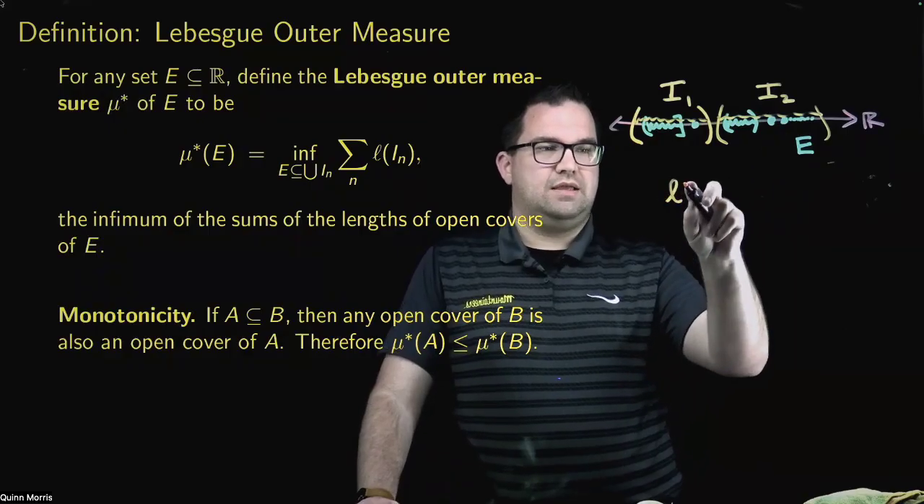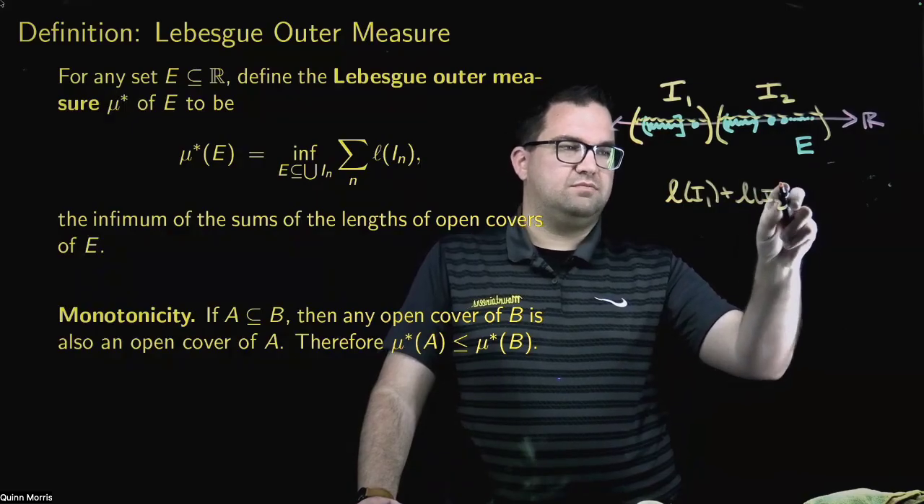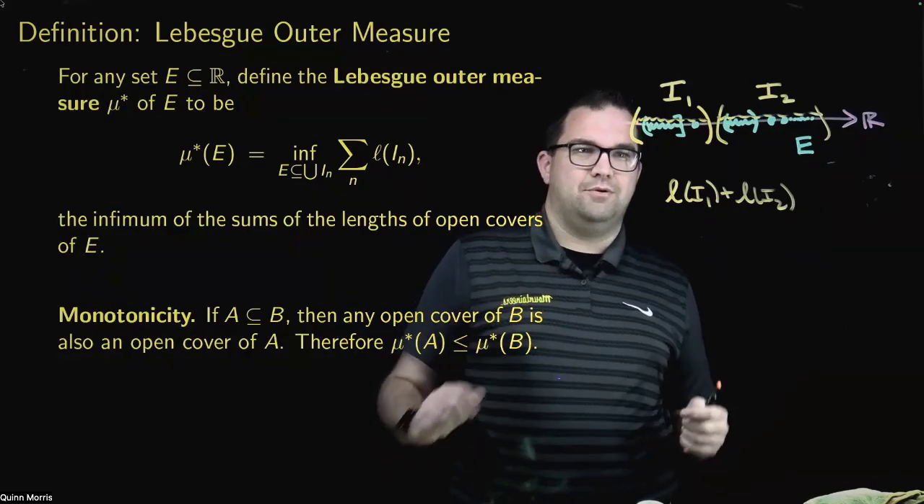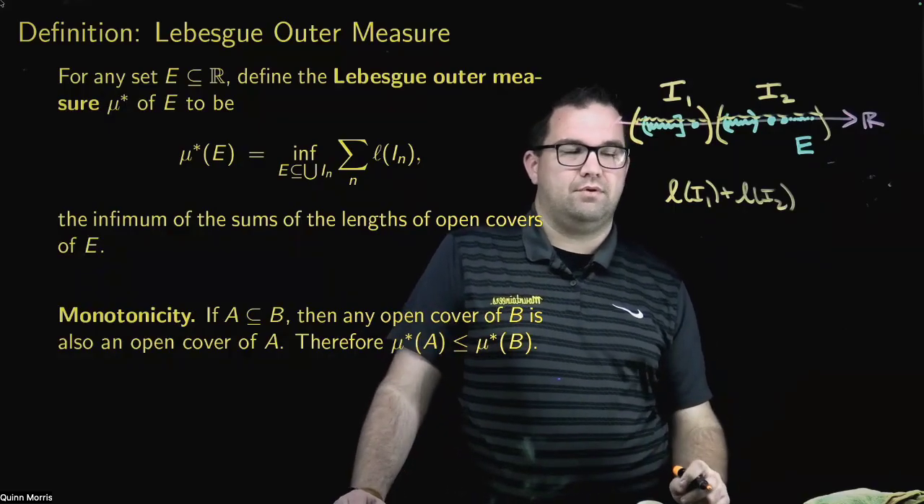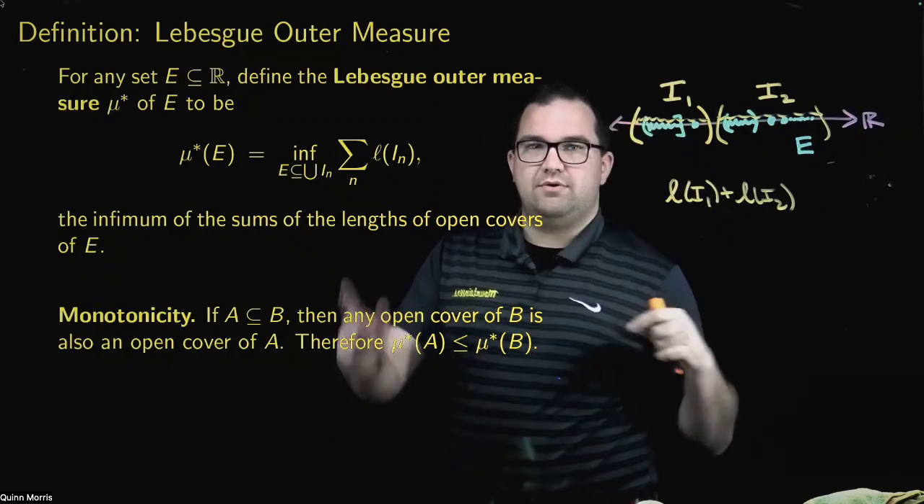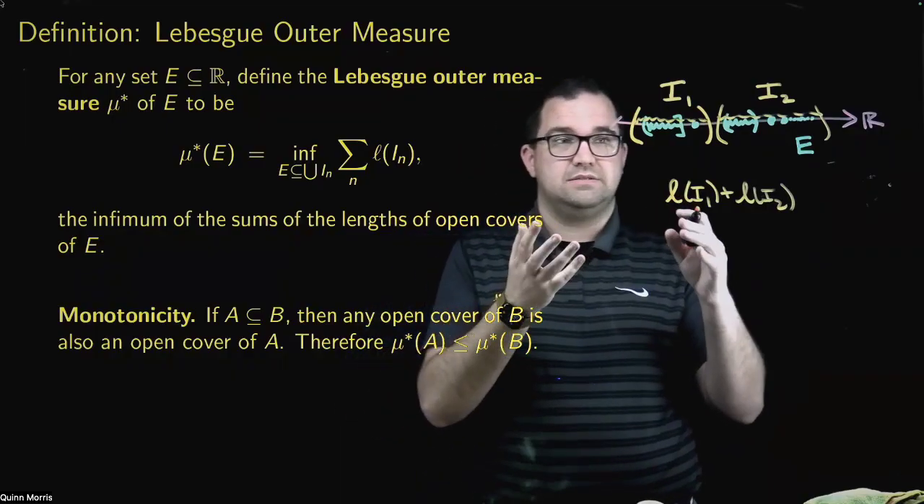And so I just take the length of I1 plus the length of I2. That gives me some sort of approximation of the length, in air quotes, the length of E. But of course, I realize this is not very good. It covers a lot of things. So what I do is I keep repeating this. For every possible open cover, I do this.